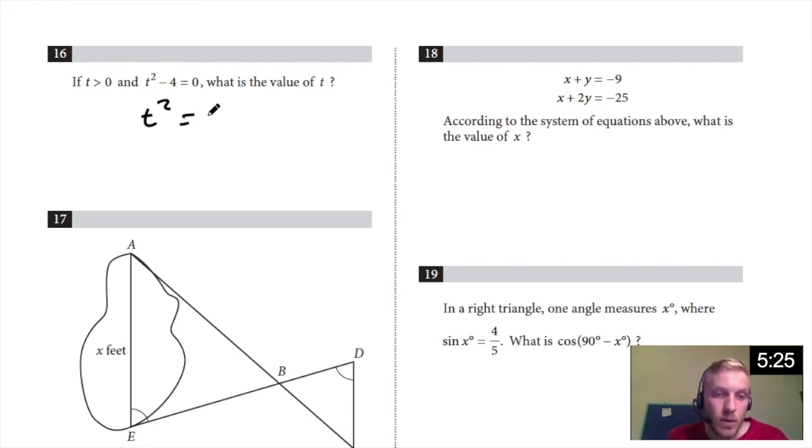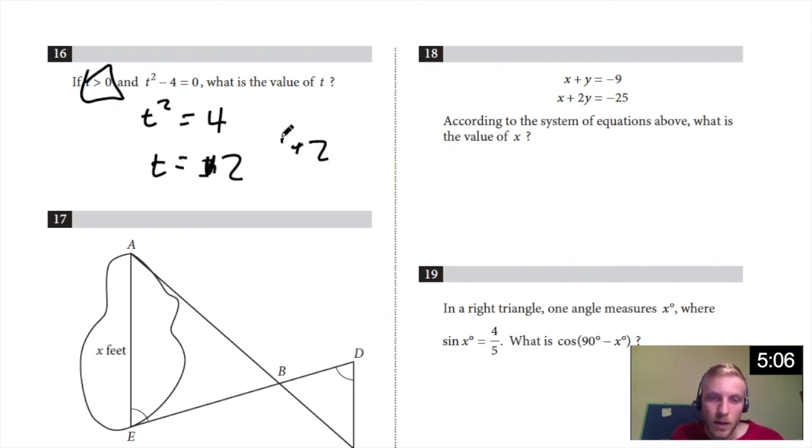t squared is equal to positive 4. And take the square root of both sides. The square root of t squared gives us t. The square root of 4 gives us plus or minus 2. But remember, our value for t is greater than 0. So scratch this. Our answer is going to be only positive 2. t is equal to positive 2. Okay.